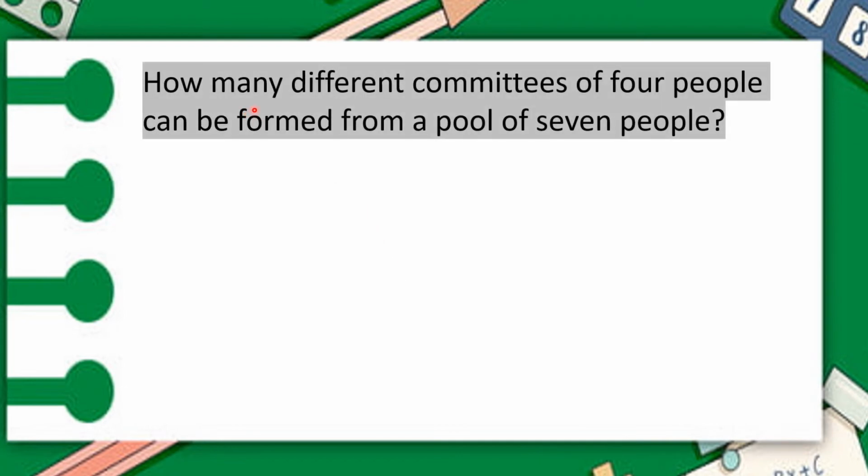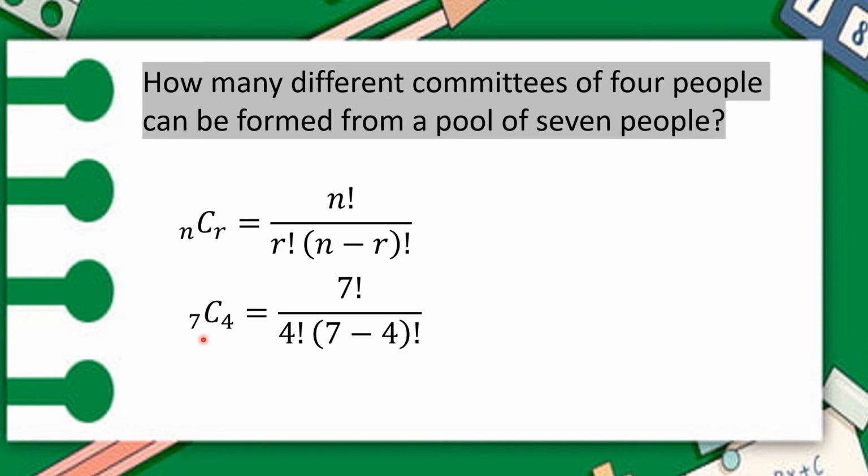Next problem, how many different committees of 4 people can be formed from a pool of 7 people? So, it means committees. Committees means wala tayong hierarchy. So, yung 4 people na ifo-form natin from 7 people has no hierarchy or ranking. So, it means we can now use the combination. So, using the combination formula, yung value ng n natin will be 7 and ang value ng r will be 4. So, we're going to solve for 7 combination of 4 or combination of 7 people taken 4 at a time.